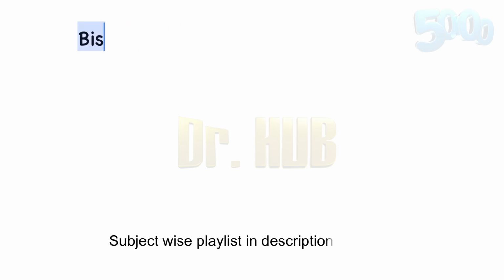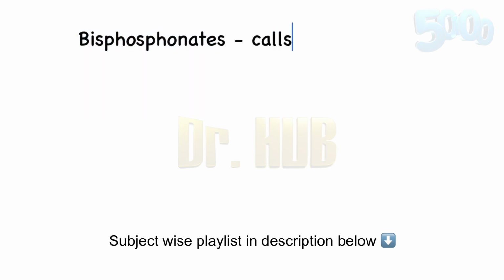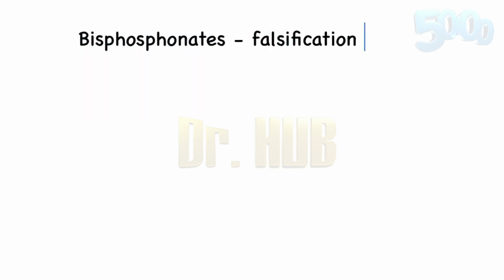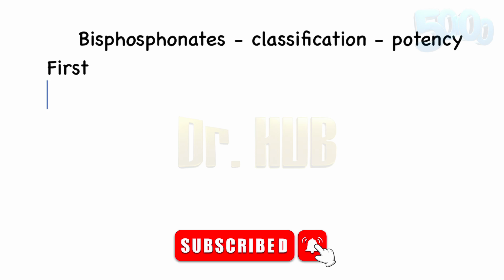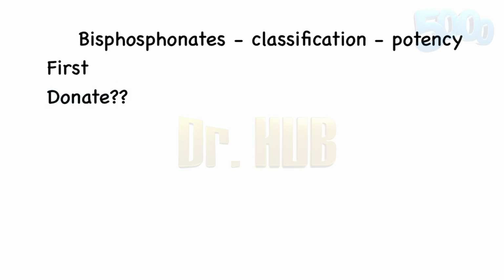Now let's classify the bisphosphonates. So this is the classification of the bisphosphonates, and it is mainly based on the potency. So there are three generations. Looking at the first generation, it includes the etidronates. So what are the etidronates? It includes the etidronate, the clodronate, the tiludronate.